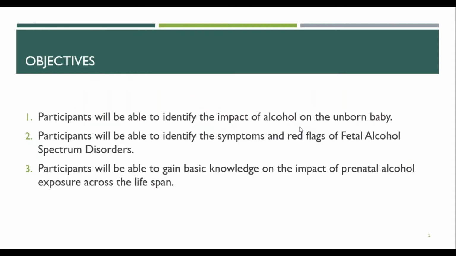As you have seen before, some of our objectives for today are to understand the impact of alcohol on the unborn baby, and talk a little bit about what kind of impact it has on the brain of an unborn baby. Then we will go through some of the symptoms and red flags of fetal alcohol spectrum disorders. Finally, we will gain some knowledge on the general impact of prenatal alcohol exposure across the lifespan, going from early childhood to adolescence and then to adulthood, and what is the impact of raising a child, having a child, treating a child, and an adolescent with fetal alcohol spectrum disorders within different systems, and what we all can do about that.